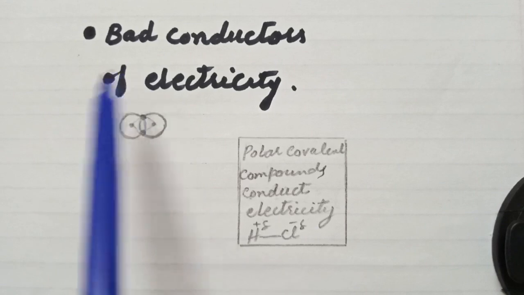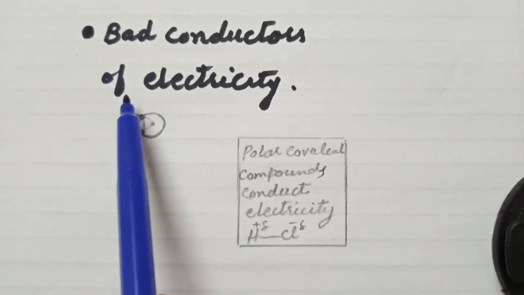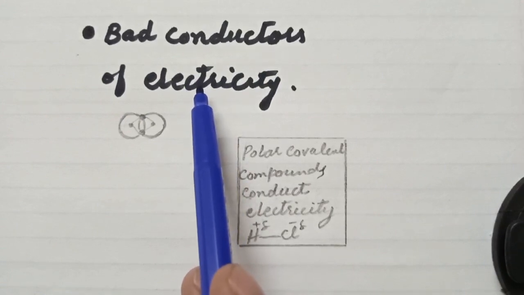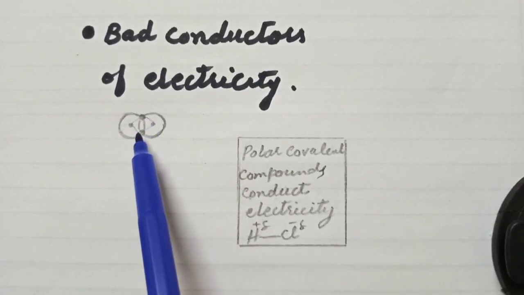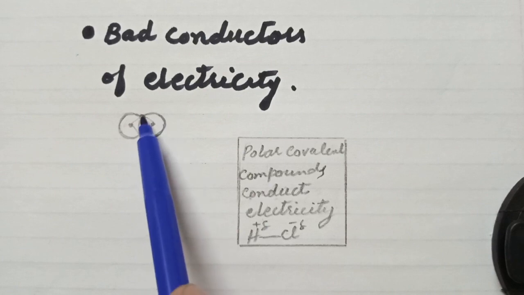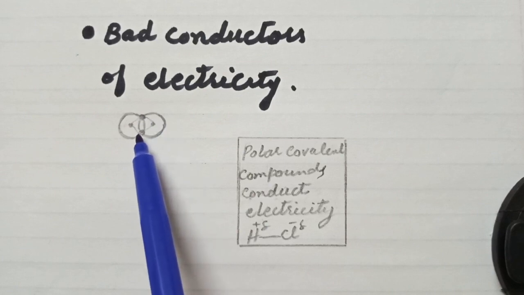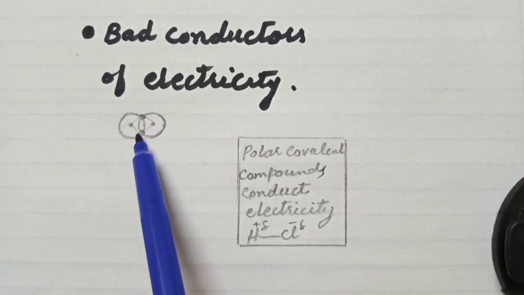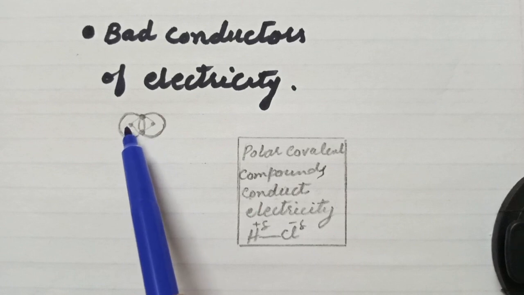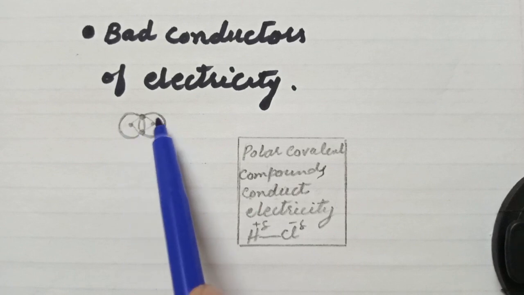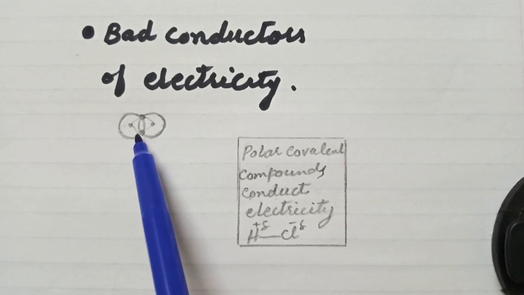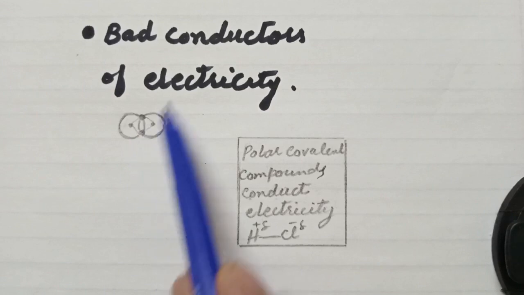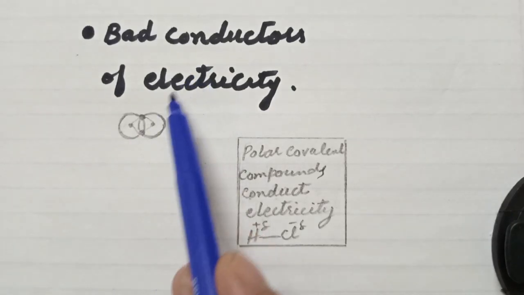The next property of covalent compounds is that they are bad conductors of electricity, because the conduction of electricity needs free electrons. But in the covalent bond, free electrons are not available. Here you can see this is the covalent bond, and this is the shared pair of electrons which is mutually shared by both of these two atoms. And these two electrons are also experiencing the force of attraction of the two nuclei of these two atoms. So these are not freely available, which is necessary for the conduction of electricity, so the covalent compounds do not conduct electricity.